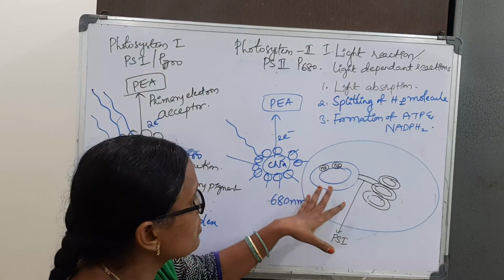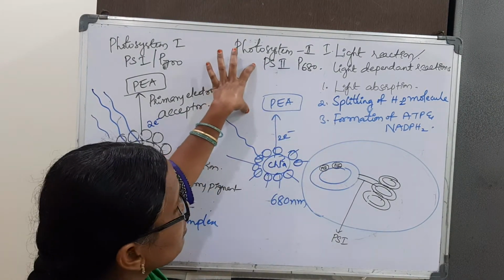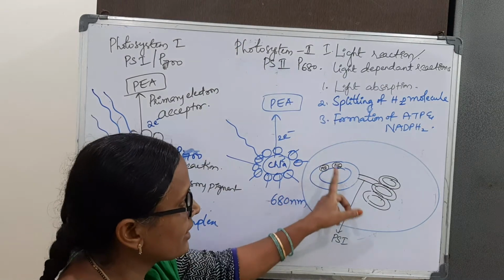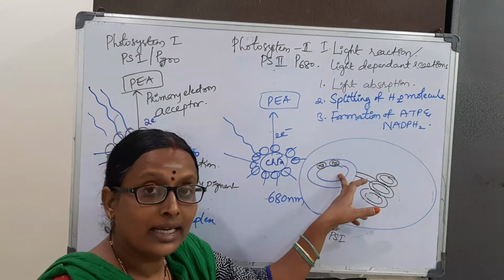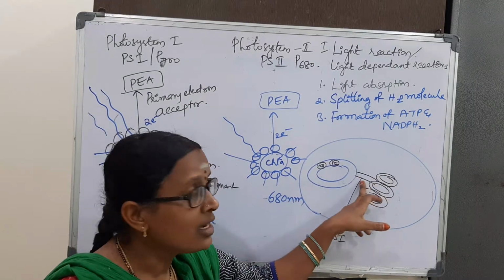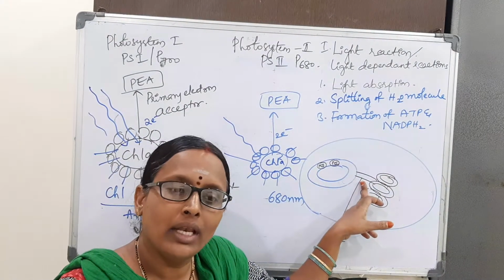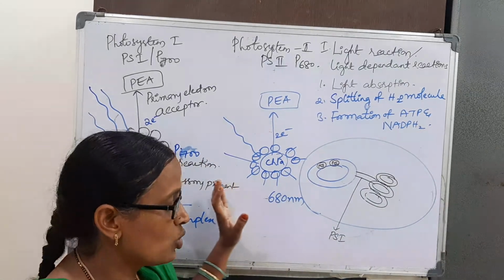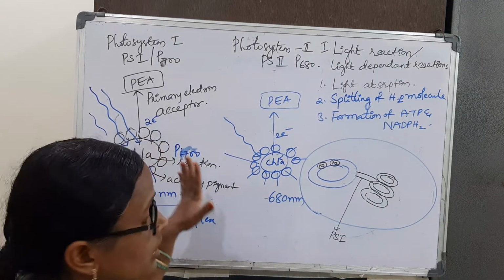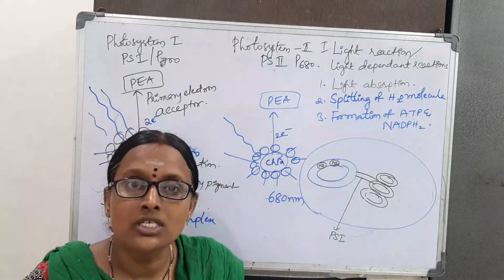So where are these systems present? Photosystem 2 is present in the thylakoid membrane, whereas photosystem 1 is present in the thylakoid membrane as well as the stroma lamellae. Both sides it is present. Okay, so it is present on both sides. What are the photosystems?